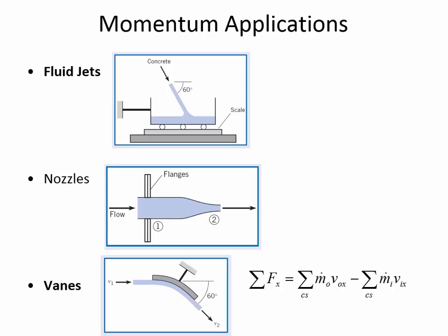And it may be that we also look at things in the y direction. If, like for the vane problem, we have a y component of velocity, and in the fluid jet illustration shown at the top, there would be a y component. And always remember the interpretation of the left-hand side of that equation. It's the force required to hold the system steady. All right.